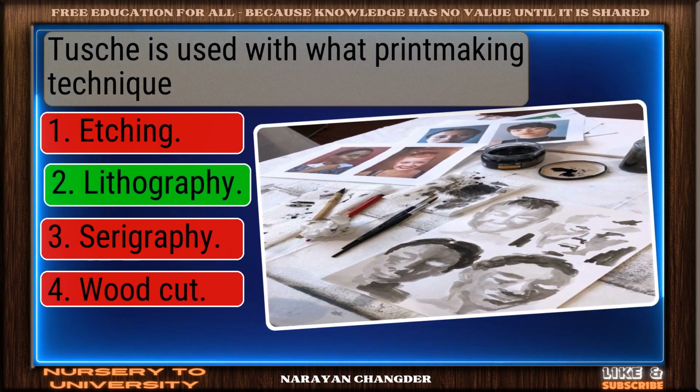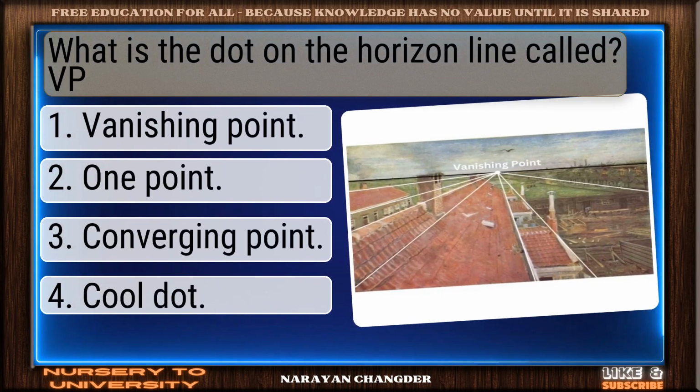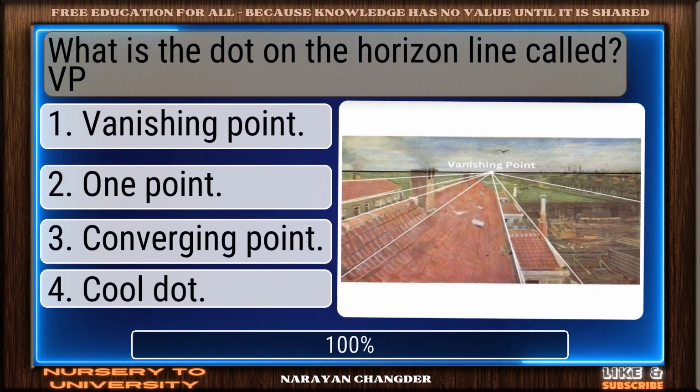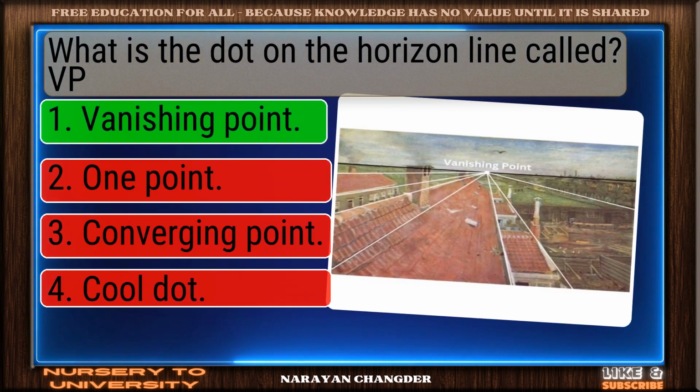Good job. Your answer lithography works well here. What is the dot on the horizon line called? Feep. Exactly. Vanishing point makes sense and it is right choice.